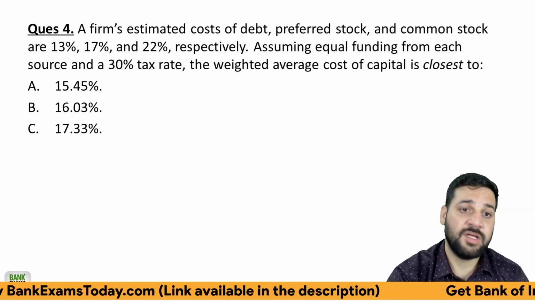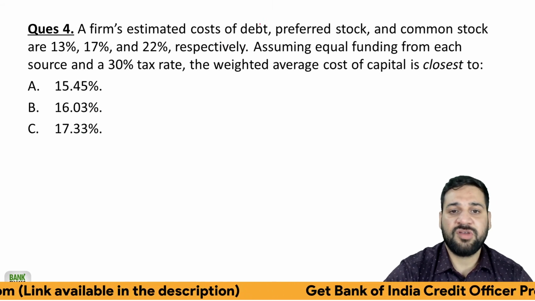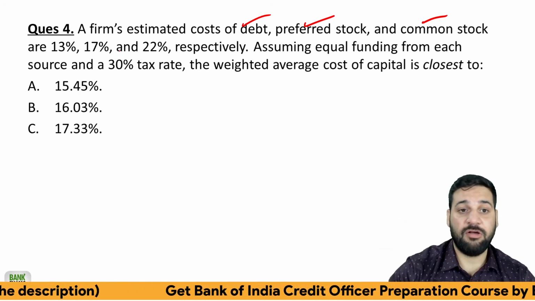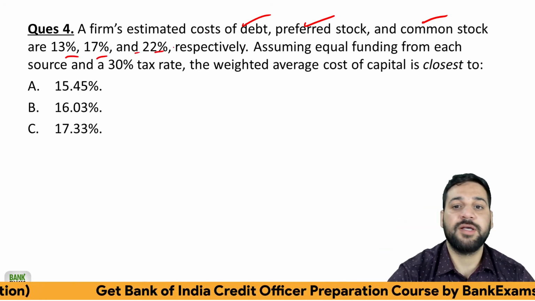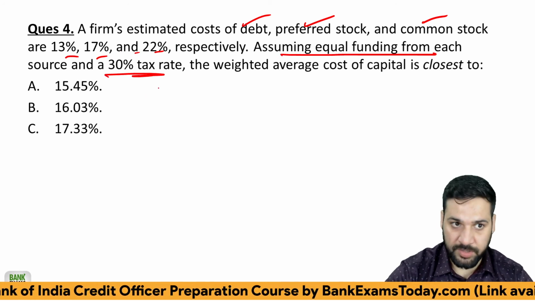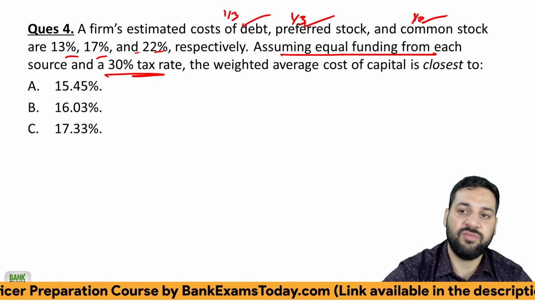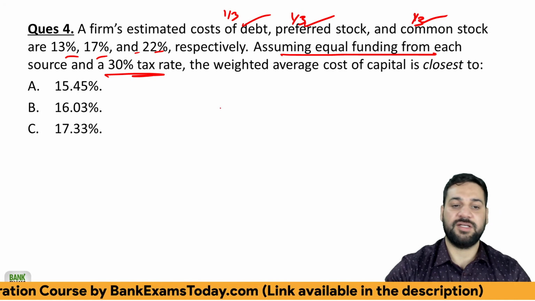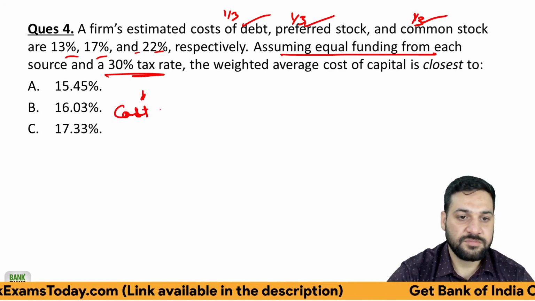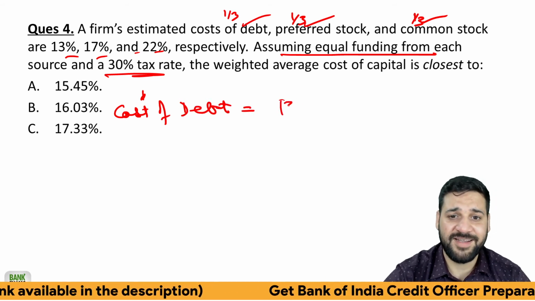ठीक है, question number 4, the same question, similar question. Firm's estimated cost of debt, preferred stock, common stock is given. ठीक है, in the beginning I already told you इसका cost दिया हुआ है, tax rate दिया हुआ है, and equal funding. Equal funding means what? जो वेटेज है, द वेटेज इज वन थर्ड एंड वन थर्ड. ये वेटेज बिल्कुल सेम सेम है, वन थर्ड है. ठीक है, सो डेट निकाल लीजिए, कॉस्ट ऑफ डेट. सिंपल, दिस इज द इजीएस्ट क्वेश्चन. कॉस्ट ऑफ डेट, सॉरी फॉर द बैड हैंड राइटिंग, आई कांट हेल्प इट.